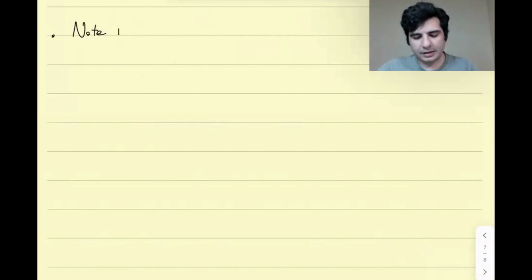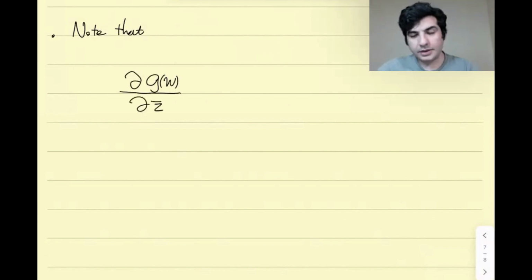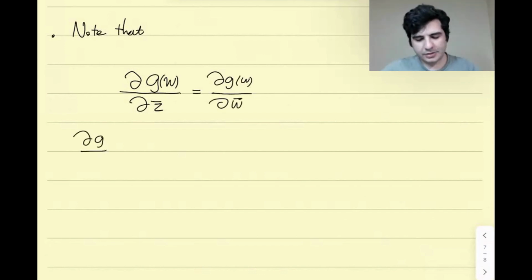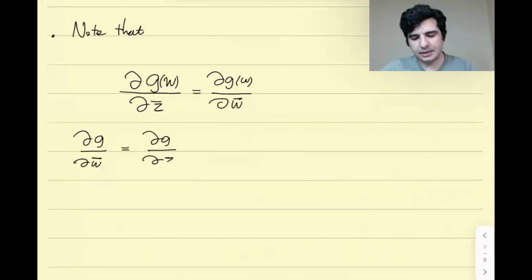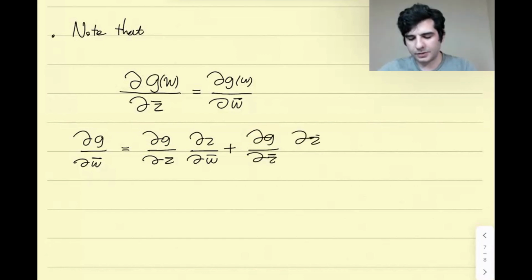So note that if I think about the function g as a function of w, and w as a function of z itself, the derivative with respect to z bar is essentially the same as derivative of g with respect to w bar. The reason is that derivative of g with respect to w bar is derivative of g with respect to z times derivative of z with respect to w bar plus derivative of g with respect to z bar times derivative of z bar with respect to w bar. This is essentially chain rule written in the complex coordinates.